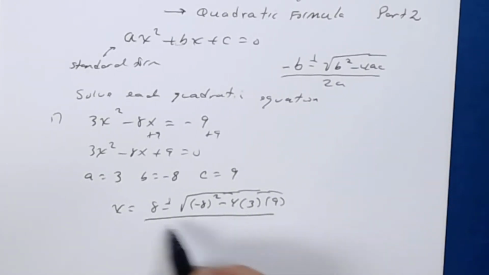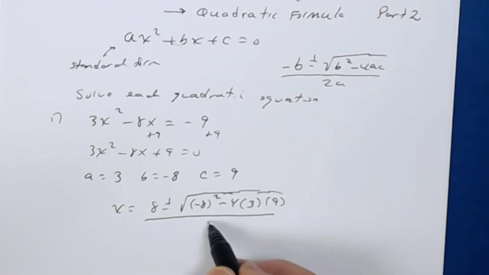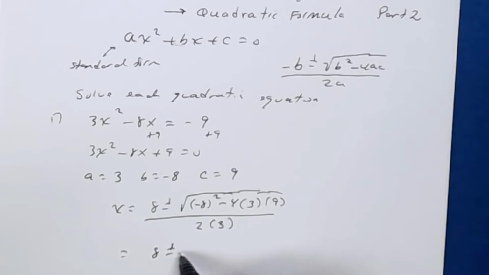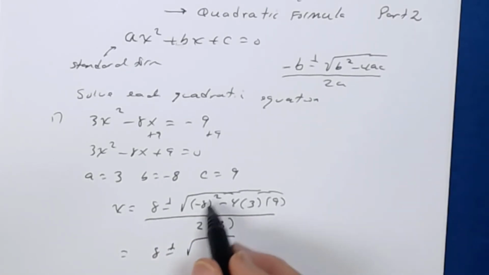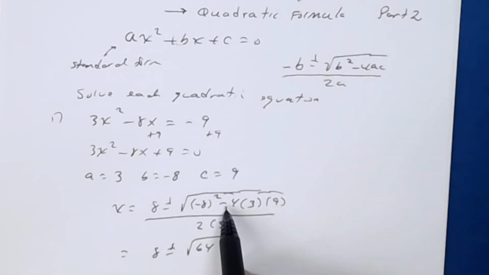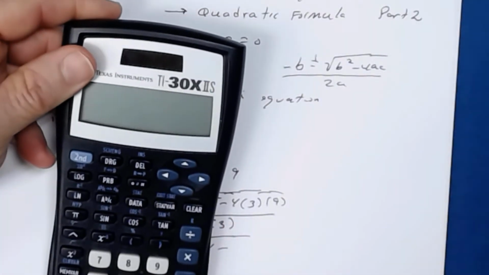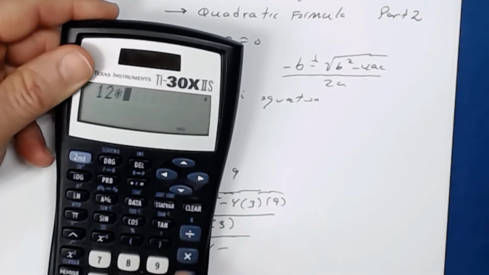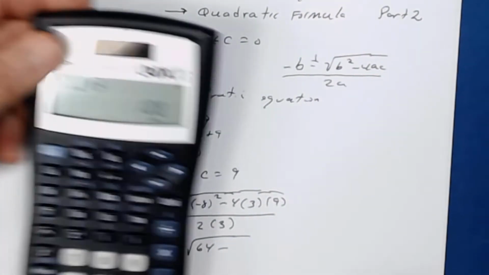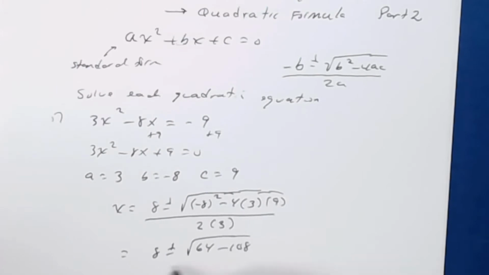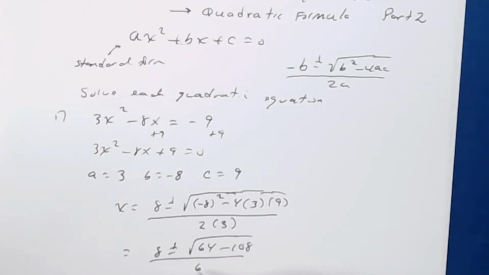All of that, see how I went from 8 to the end? All of that's being divided by 2 times 3. So I get 8 plus or minus the square root of negative 8 times itself is 64. And then a negative, negative times a positive is a negative, so I'm going to be subtracting. And then 4 times 3 times 9, so 12 times 9 gives me 108. So minus 108, all divided by 2 times 3 is 6.